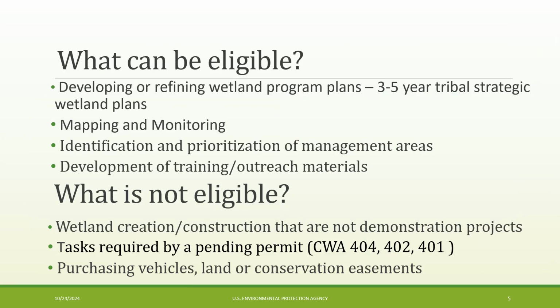What it doesn't fund is actual on-the-ground restoration projects, unless it's associated with a pilot project. If you want to do a test study for wetland restoration or something like that, that can be part of this program. But other funding sources like the 319 and 106 grants are aimed more at that implementation. This is really intended to help with the development, the monitoring, things like that.